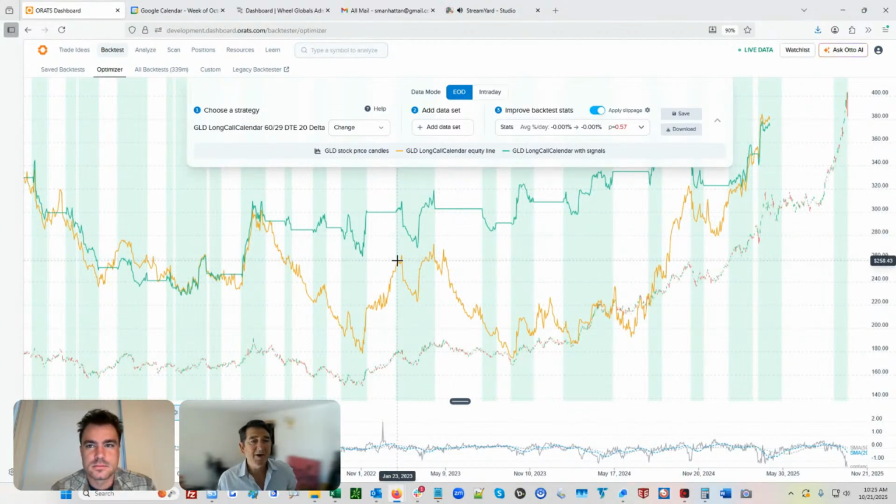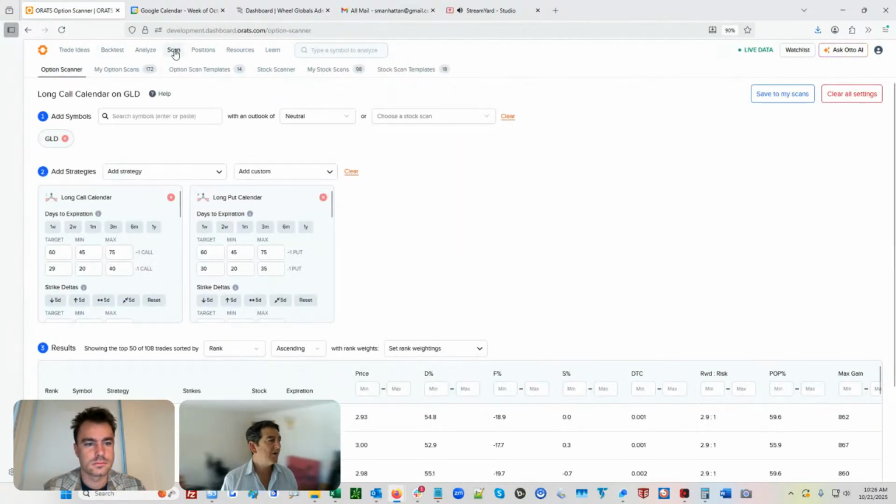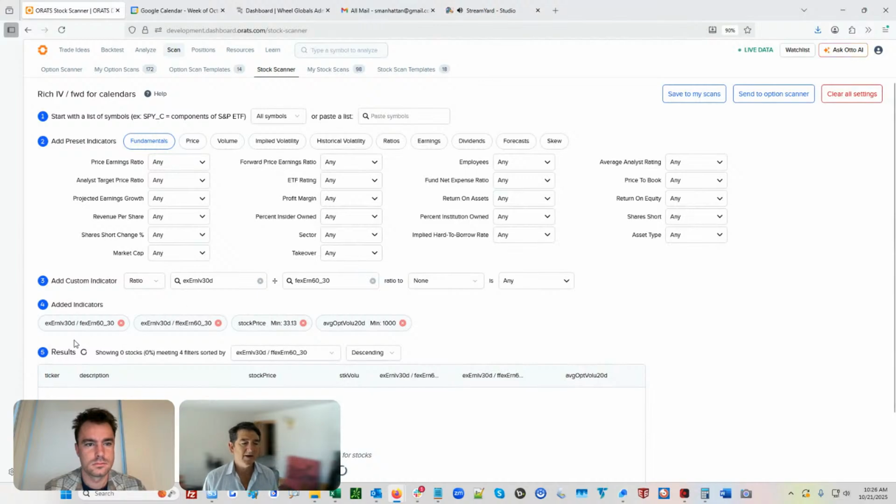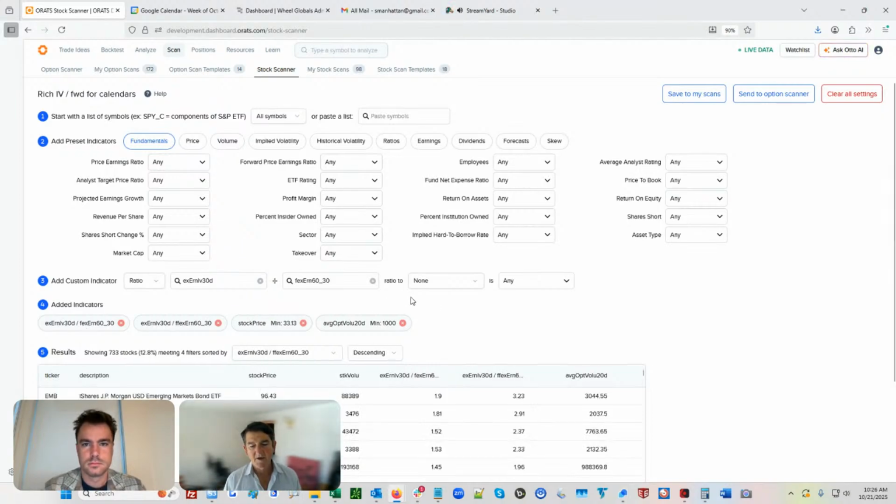so I think we should wrap it there, Tyler. I think that's a good way to look at it. Again, just in summary, we knew we wanted to look at a long call calendar. And so we went to the stock scanner and added an indicator where we're looking at the implied volatility divided by the forward volatility, trying to find opportunities. And we found GLD as a very liquid one that had quite a bit of skew to it. Term structure backwardation is another way to call it.